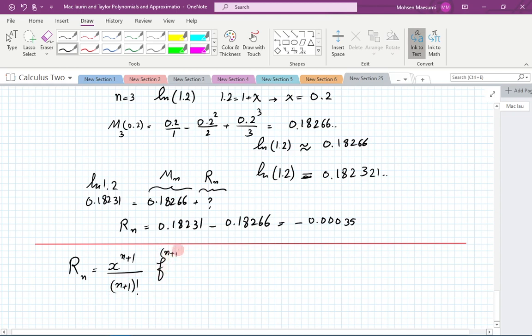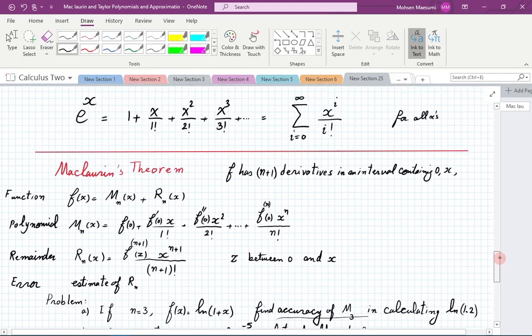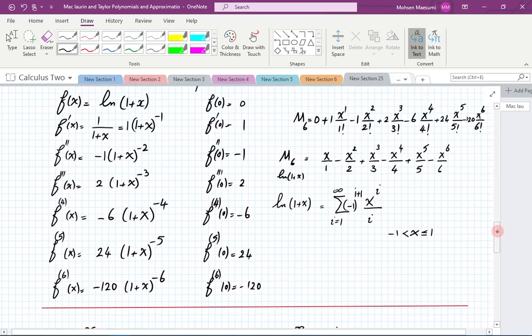The only catch here is that this derivative has to be calculated at some point z, and z is between 0 and x, and typically we don't access z directly, we don't know where it is, otherwise we wouldn't have the error. Now, what was the formula for this derivative? In any given problem you have to go ahead and find out what the derivative is.